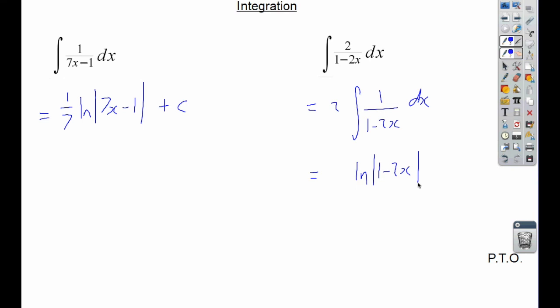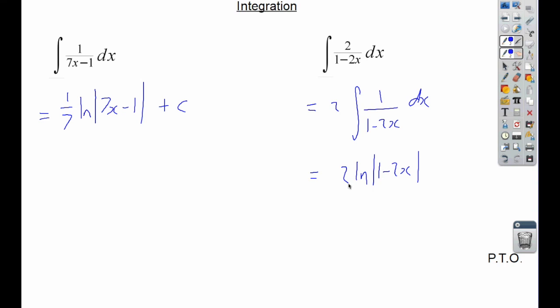There are other exceptions and other sorts of integrals that I'll go into later, but for the moment, when you've got a linear expression on the denominator, you're going to get a natural logarithm. Let's not forget the 2. That was at the beginning. So you get 2 natural log 1 minus 2x.